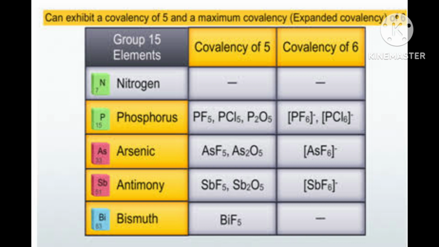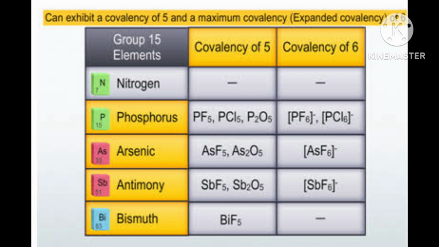Now another factor I am telling you, another factor which affects the chemistry of nitrogen is the absence of d orbitals. Nitrogen has no d orbital, that's why its chemistry will be different from the other members, because other members have d orbitals, okay. Another factor which affects the chemistry of nitrogen is the absence of d orbitals in its valence shell.